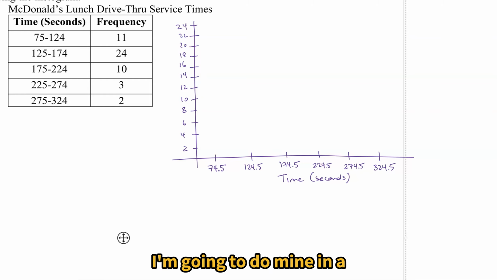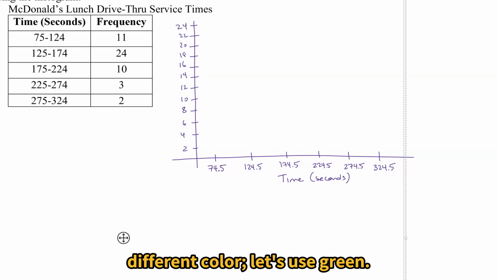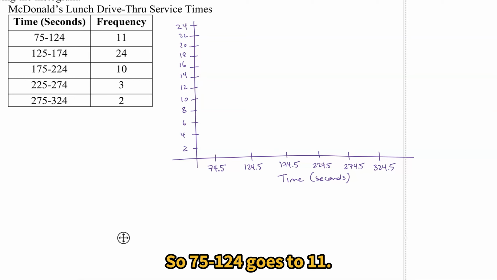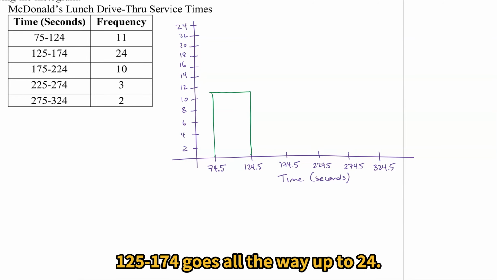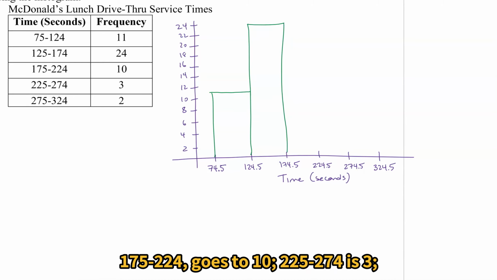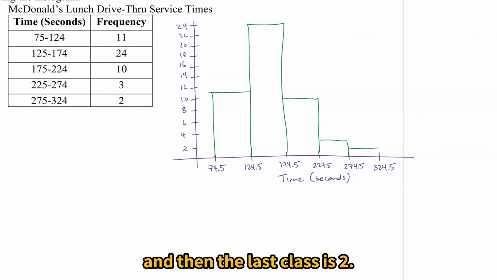So then we can draw our heights. I'm going to do mine in a different color. Let's use green. So 75 to 124 goes to 11. 125 to 174 goes all the way up to 24. 175 to 224 goes to 10. 225 to 274 is 3. And then the last class is 2.